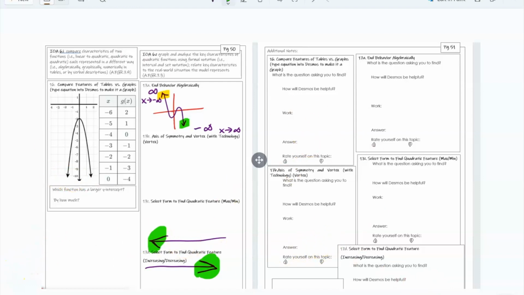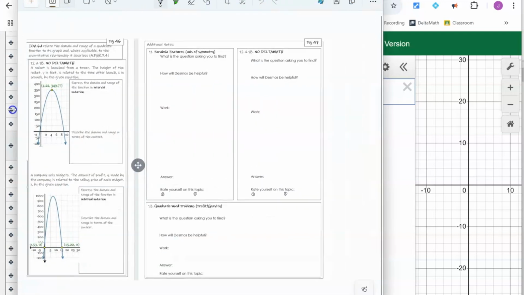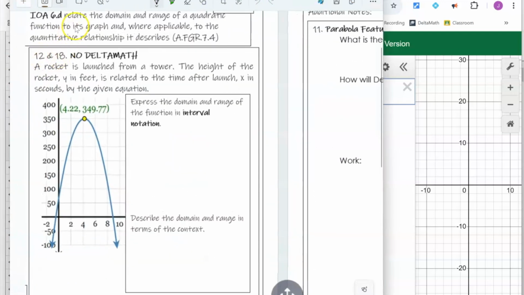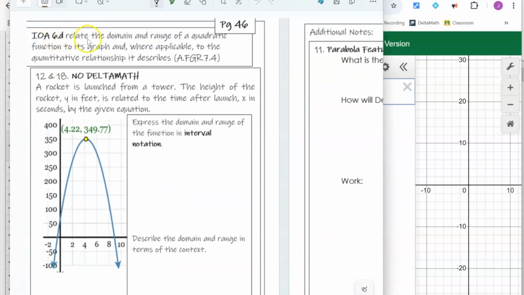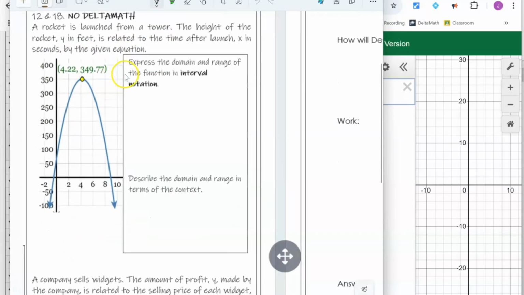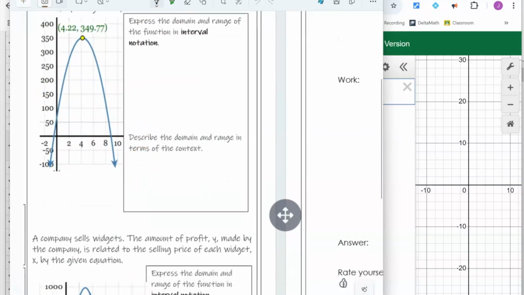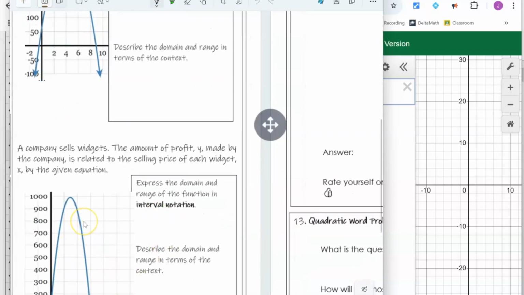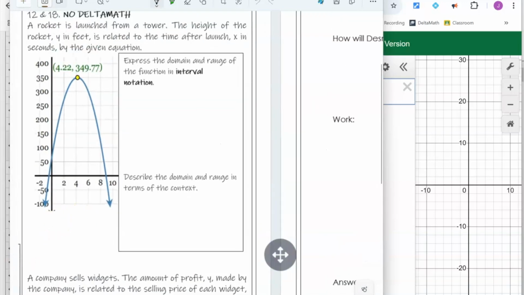Let's practice. All right, so we're going to take a look at IOA 6D, relate domain and range in a quadratic function to its graph where applicable to the quantitative relationship it describes. You can see very clearly it's going to be 2 questions, 12 and 18. There's no Delta Math to practice. So what we're going to do is I'm going to do this one, and then you're going to do this one and show it to me, okay? But you can work together in groups.